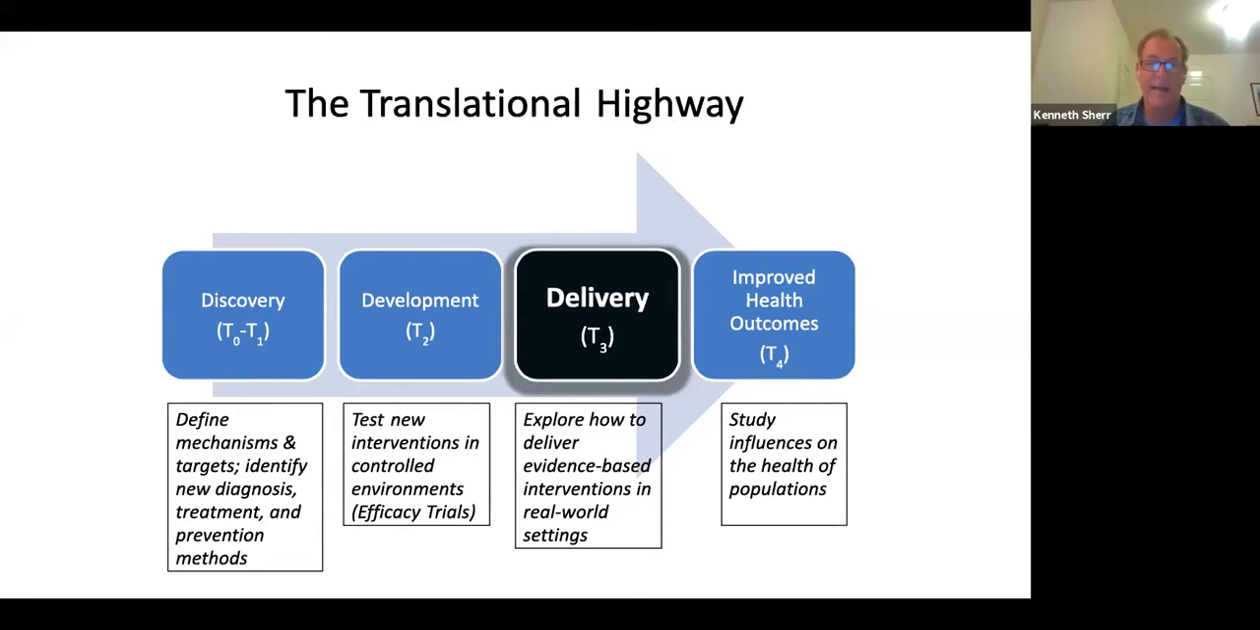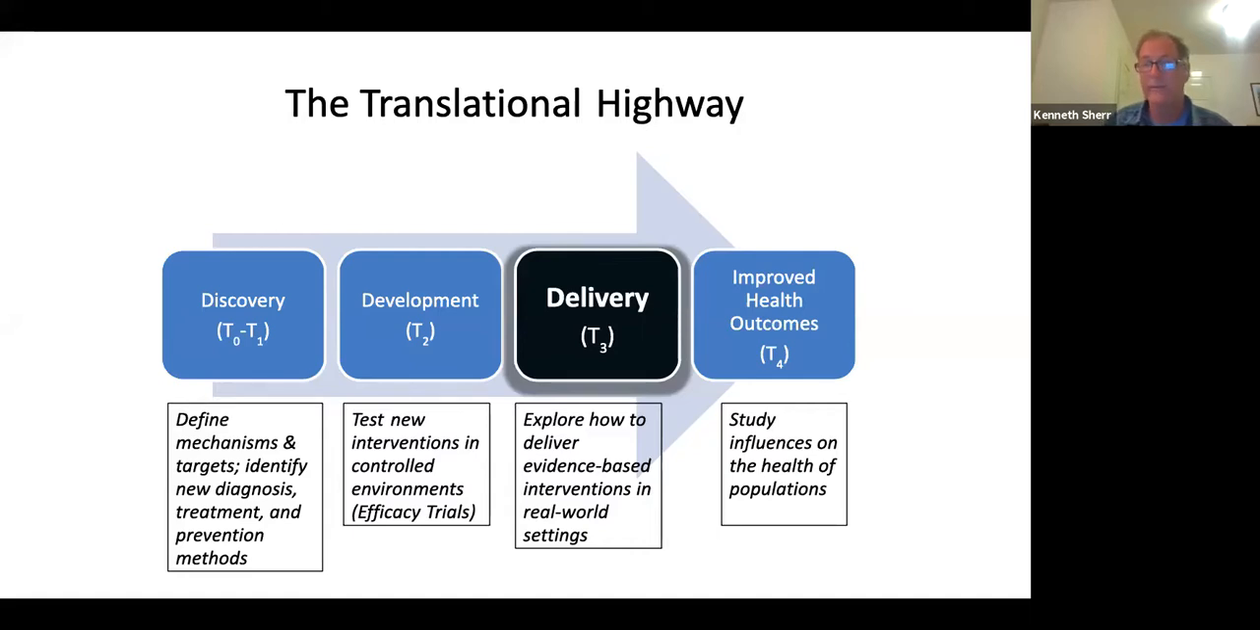Which brings us to this second step of translation, or the developmental stage, which is largely efficacy trials, where you have a candidate biomedical intervention, or it could be a behavioral or social intervention, and you're going to test that intervention in a controlled environment to demonstrate whether or not it works in a highly controlled setting.